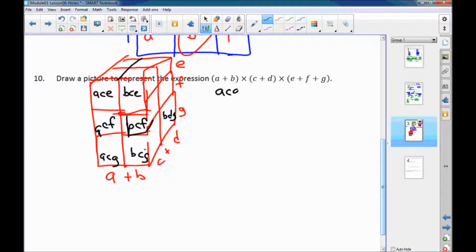So I know I have A, C, G in the front bottom left box. I have a B, C, G in the front bottom right box. I have an A, C, F in the middle front left box, and a B, C, F in the middle front right box, and then an A, C, E in the top front left box, and a B, C, E in the top front right box.